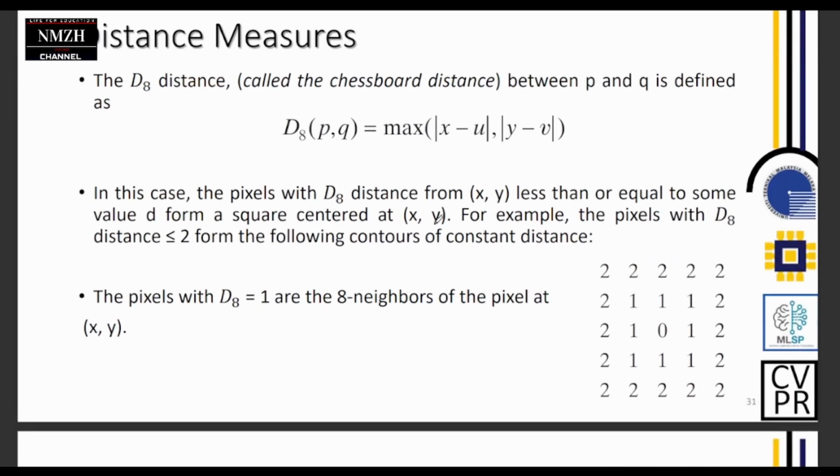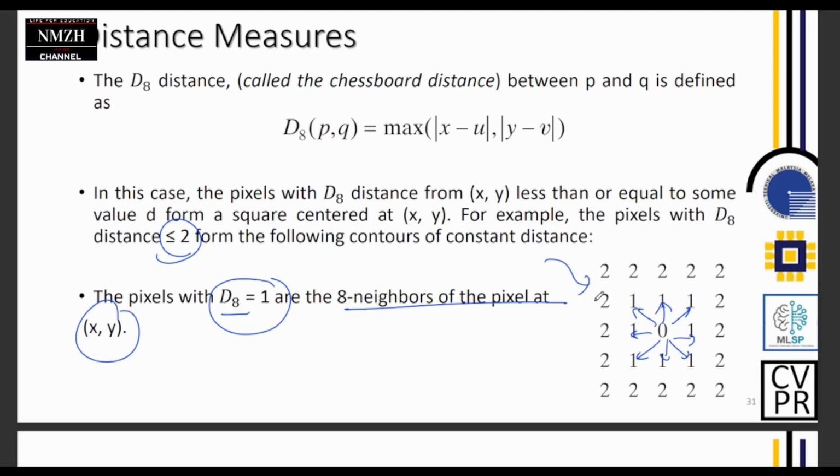In the case of D8, the distance is the max of the absolute differences in X and Y. For example, the pixels at D8 distance of 2 follow the contour distance like this. So D8 equals 1 is 1, 2, 3, 4, 5, 6, 7, and 8, the 8 neighbors of pixel X and Y.